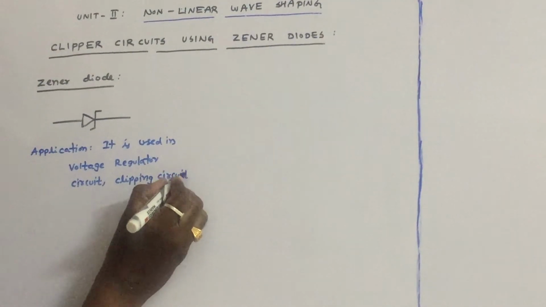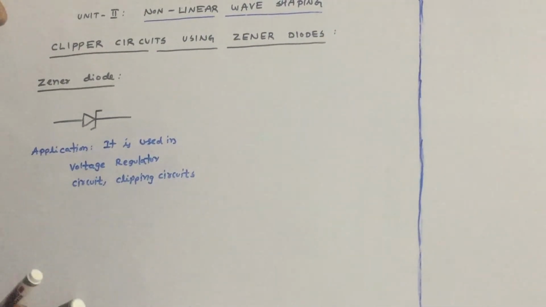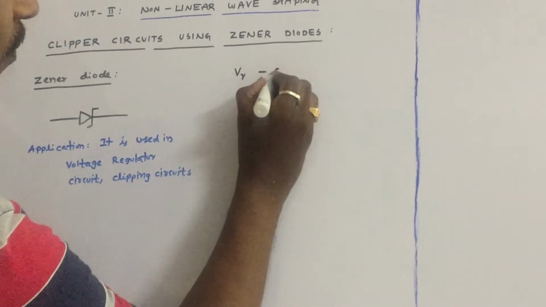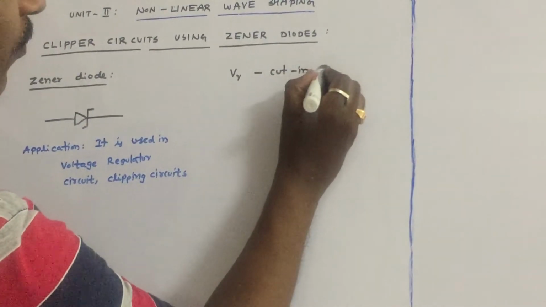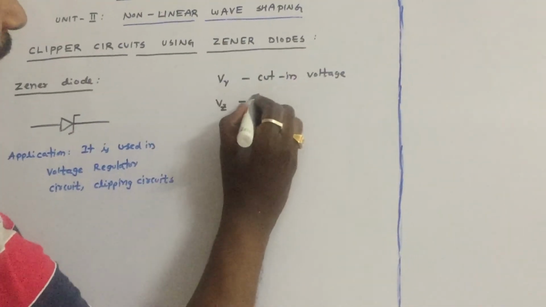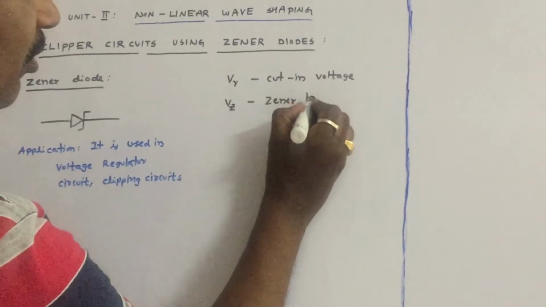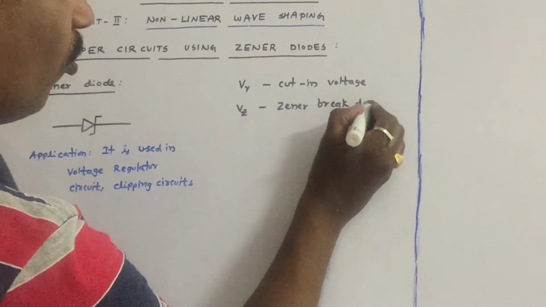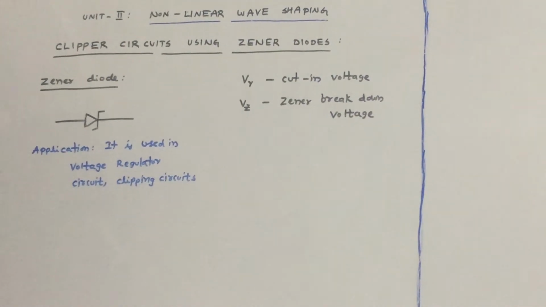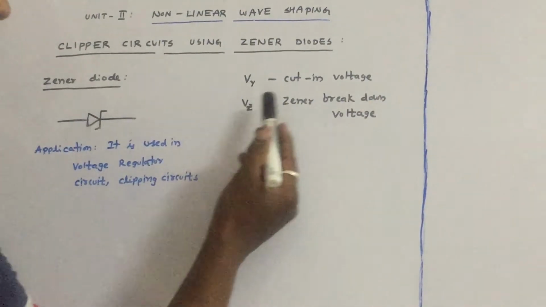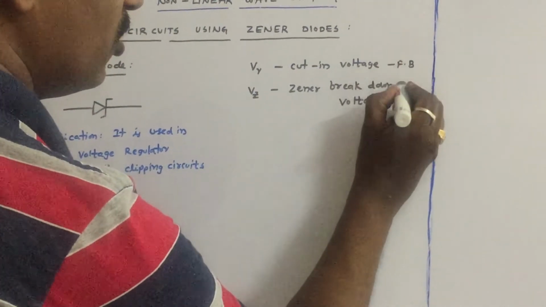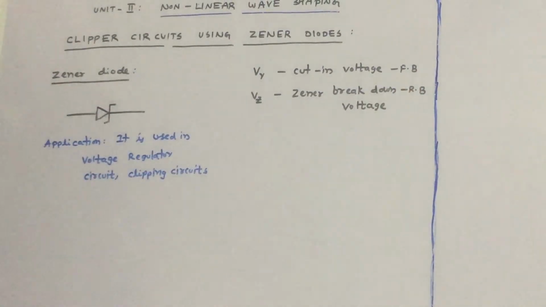Clipping circuits. So before that, let us assume that V gamma is the cut-in voltage of Zener diode. Vz, V suffix Z, is the Zener breakdown voltage. So remember these two words. V gamma is the cut-in voltage of the Zener diode in forward bias. Vz is the Zener breakdown voltage in reverse bias. So this is generally in forward bias. So Zener breakdown voltage will be generally in reverse bias.